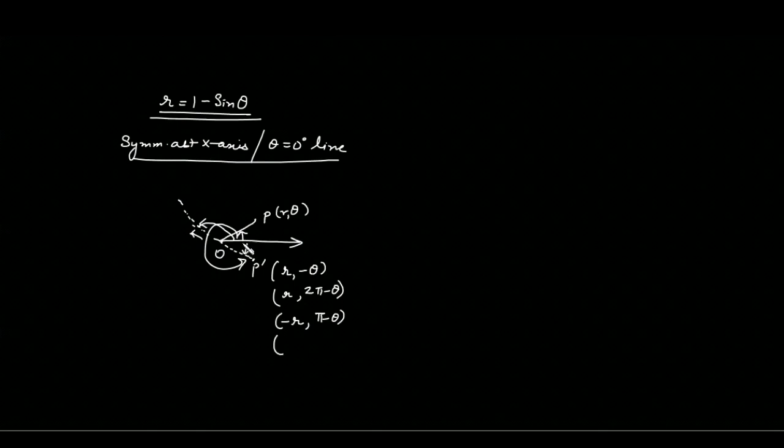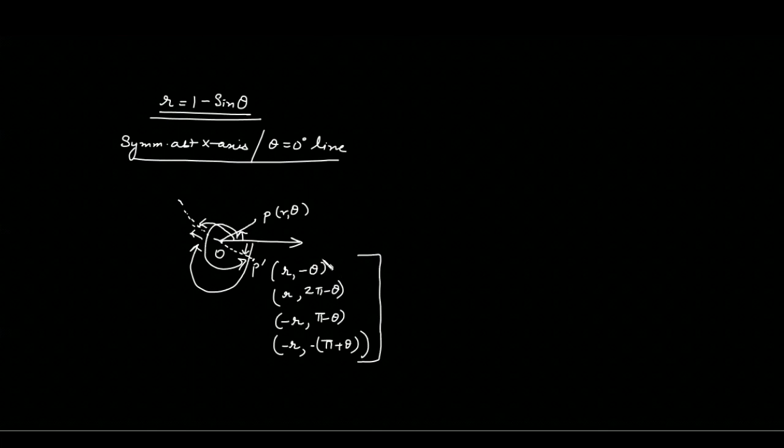The same way, clockwise, we can take a turn this much. This is pi plus theta. Since it is clockwise, we will take it as negative, and then minus r. So these are four different representations of a single point P dash in one complete revolution. In a complete turn, these are all the four distinct representations. If one of them satisfies the graph, then the graph is symmetrical about the x-axis, otherwise not.